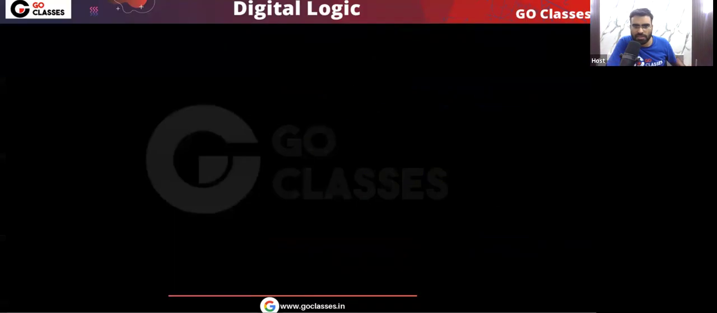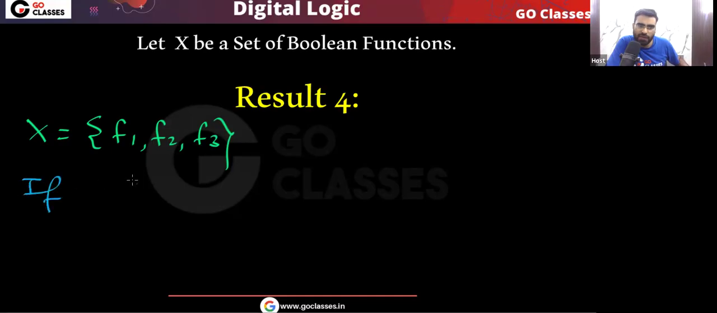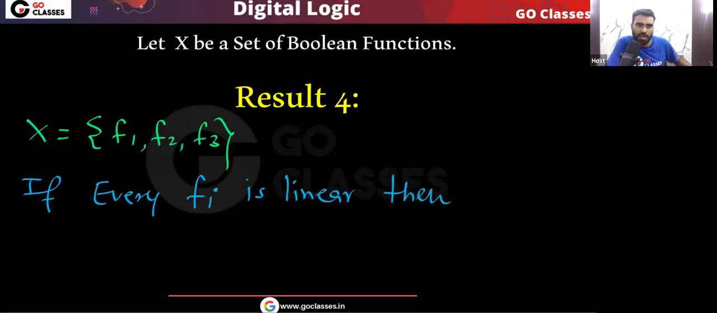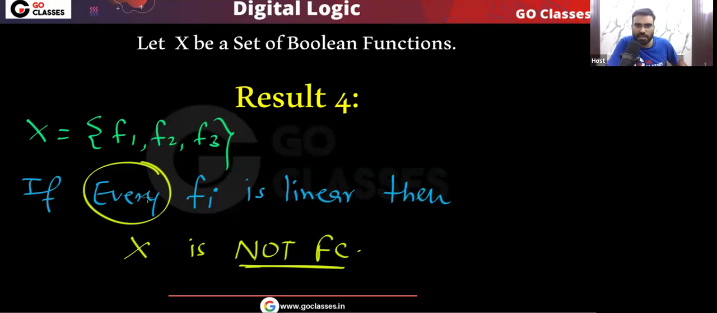Okay, now let's see. So we have seen the definition of linear function, right? Now what is result number 4? This is your set x, that is f1, f2, f3. If every fi is linear, then what we can say? Then we can say x is not functionally complete. Is this clear? Okay, if every fi is linear, then x is not functionally complete.